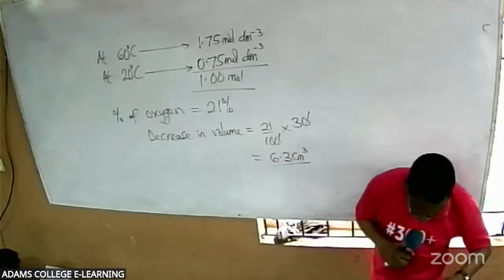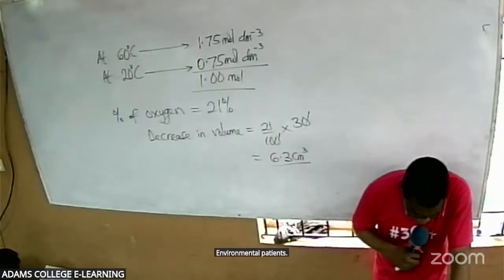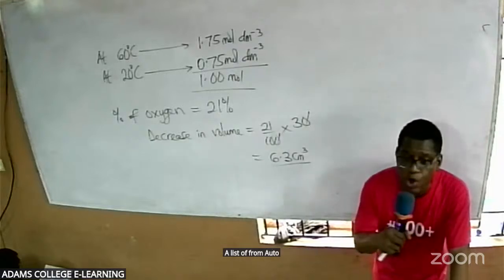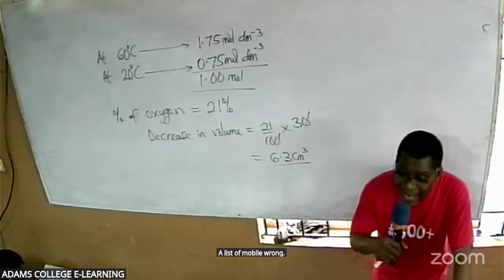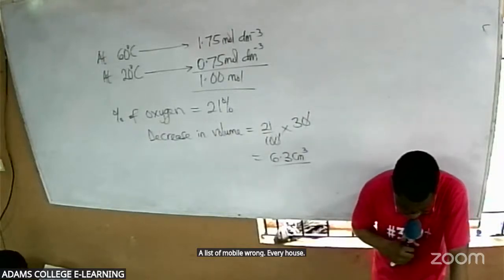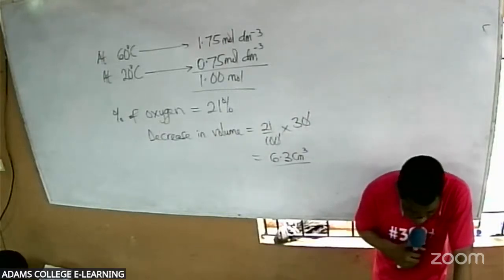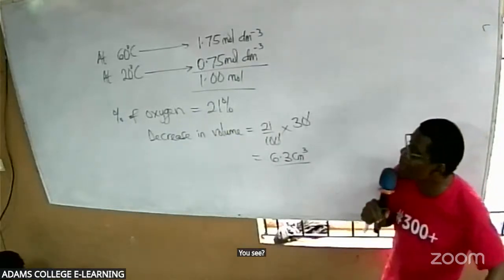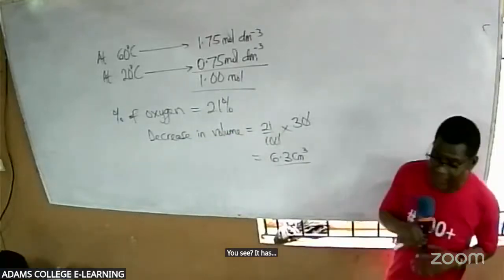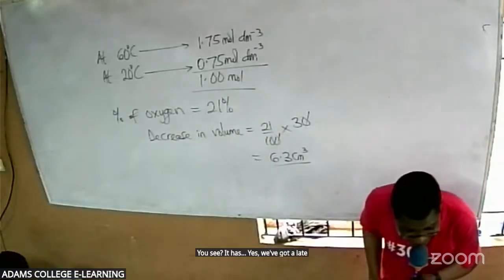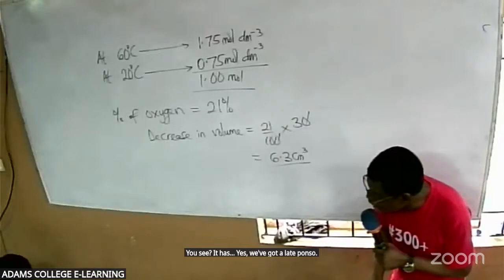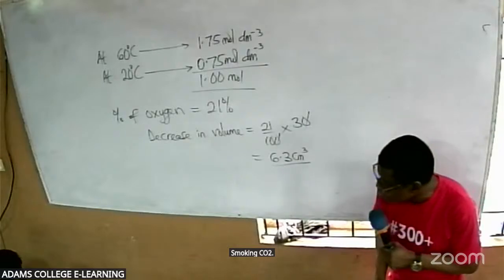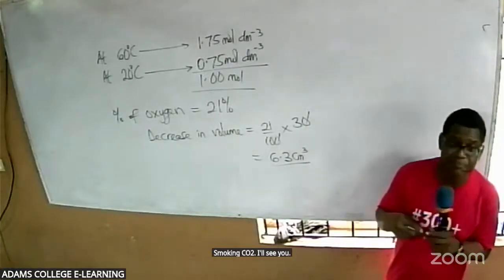Environmental pollution. See another one we're not going to miss. Environmental pollution is the worst thing. This is from automobiles. If you pick smoke, you're wrong. Heavy metals, because they see a car, they can't put smoke. Yes, we call it lead poisoning. Smoke is CO2 and CO. Heavy metals are the lead poison.